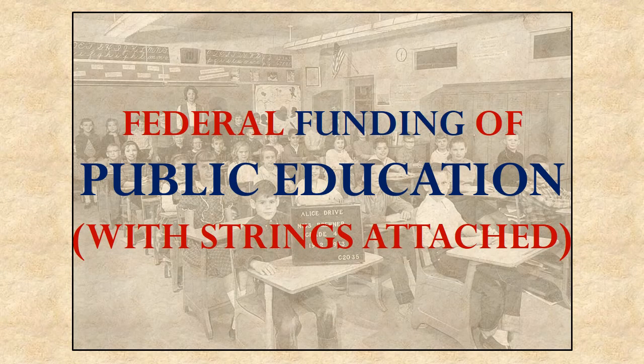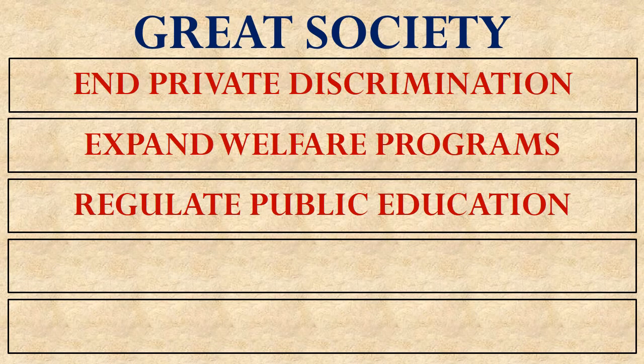Third element of the Great Society is that he wanted to allow federal funding for public education. In other words, the national government would provide money for elementary schools, high schools, colleges, etc. around the country. But when they did so, they would do it with what we call strings attached. In other words, there would be various government rules and regulations that these schools would then have to agree to follow to get the money. So he wanted to regulate public education throughout the country, with the national government now in charge of it.